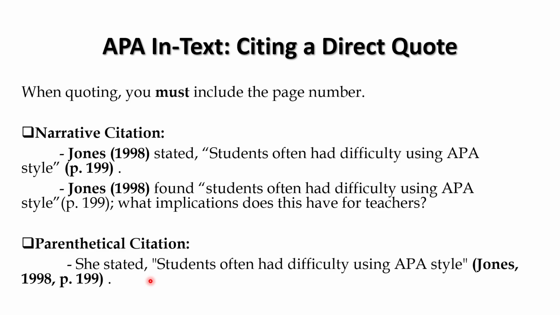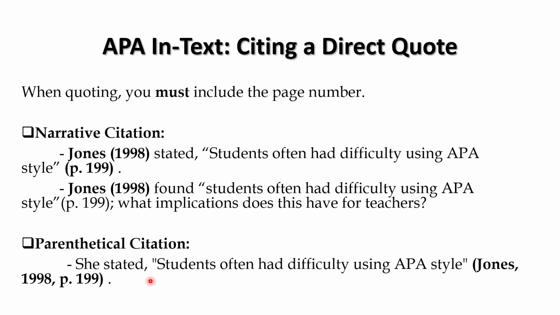Third, a parenthetical citation with a direct quote. She stated, "students often had difficulty using APA style" (Jones, 1998, p. 199). In this example, the author's name is not in the sentence. All the citation information, author, year, and page number, appears together in parentheses at the end.